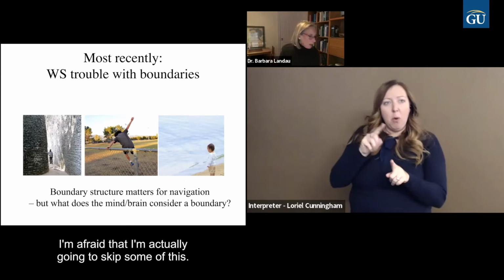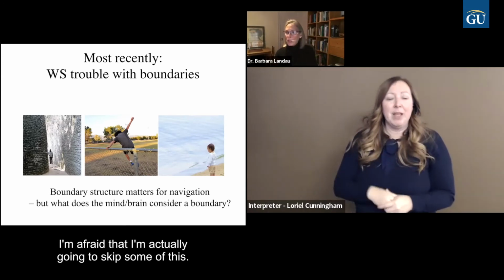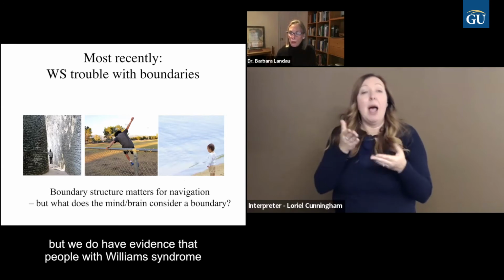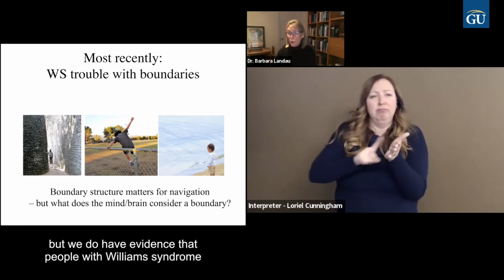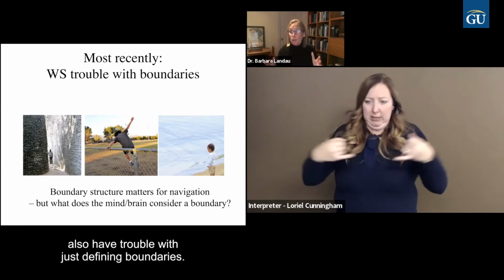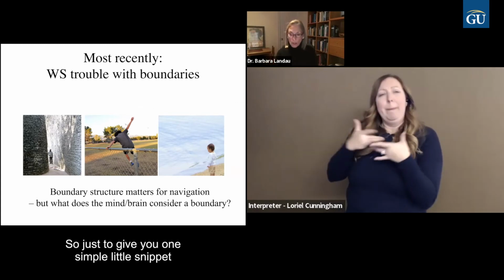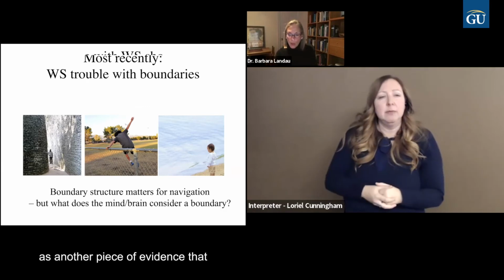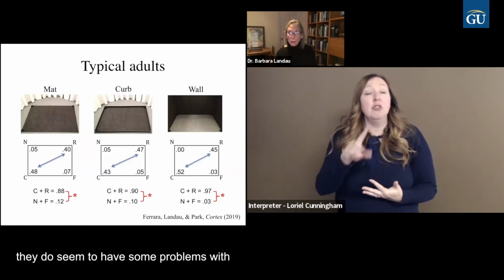I'm afraid that I'm going to skip some of this. I might give you just one little snippet about the boundary work, but we do have evidence that people with Williams syndrome also have trouble with just defining boundaries.